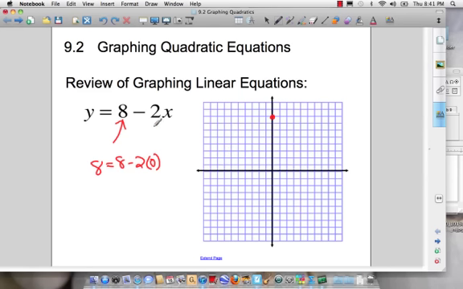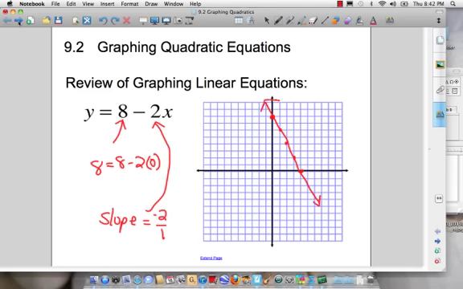Then we used this number, the negative 2. That was our slope. So best to think of it as a fraction, negative 2 over 1, which means go down 2 over 1, down 2 over 1, and so on. The more points you draw, the easier it is to sketch your line accurately. Okay, so that's a review of graphing linear equations.